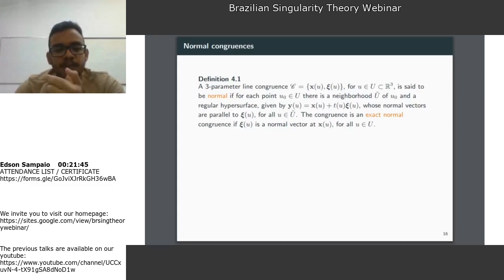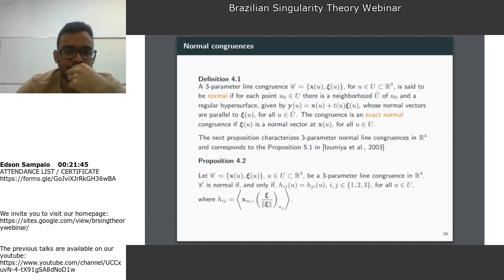And we have this proposition, which is a version of a proposition given by Izumi, Asagi, Takeuchi, and also by Pume, that characterizes normal line congruences. A congruence given by (x, c) is normal if and only if the coefficients h_ij and h_ji are equal, where h_ij is defined as the inner product of the partial derivative of x relative to u_i and the derivative of c relative to u_j.